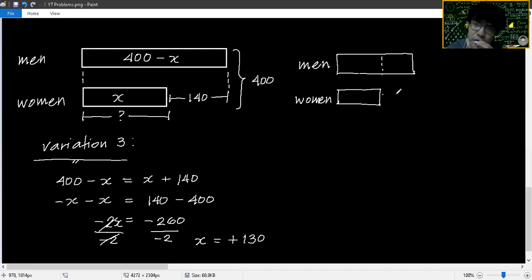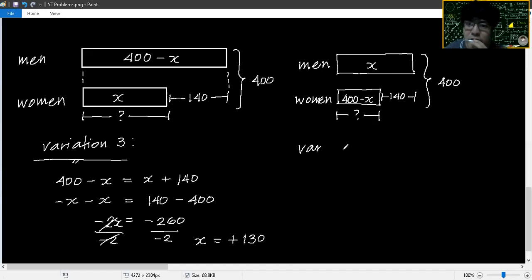By how many? 140, okay? And the total is 400. Suppose you represent x for the number of men, and for the number of women it will be 400 minus x. Question: how many women are there? So this is variation 4.